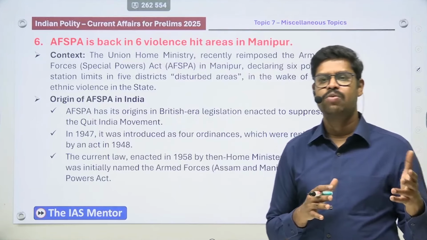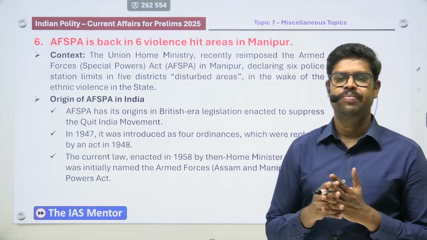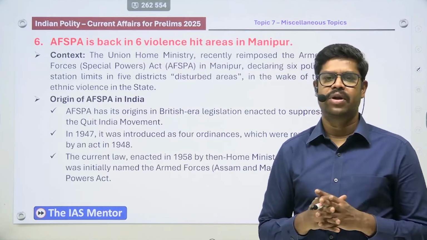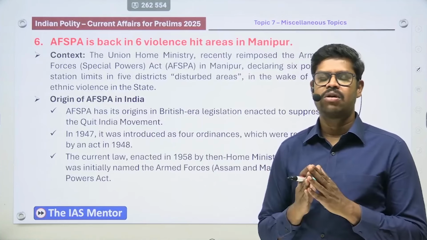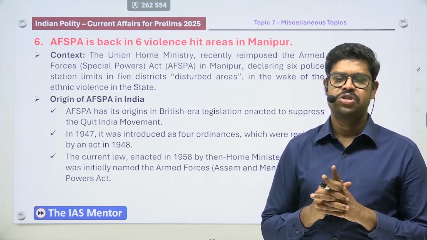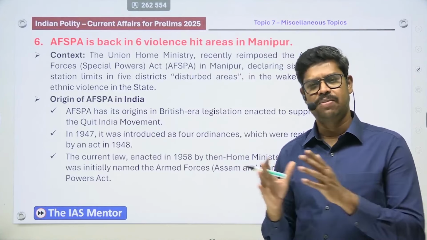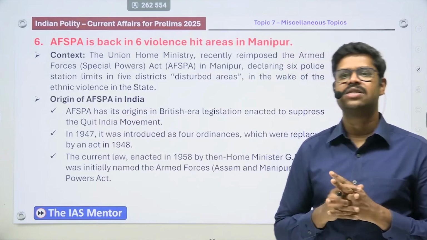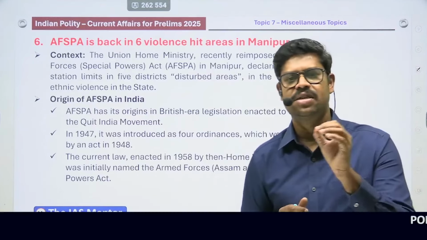During the Quit India movement, they started bringing in such provisions, and subsequently they brought in an ordinance which later became a law in our country and continues to be a law. And now presently, if you see this Armed Forces Special Powers Act, it is used in some of the northeastern states, especially where an area is declared to be what is called a disturbed area.